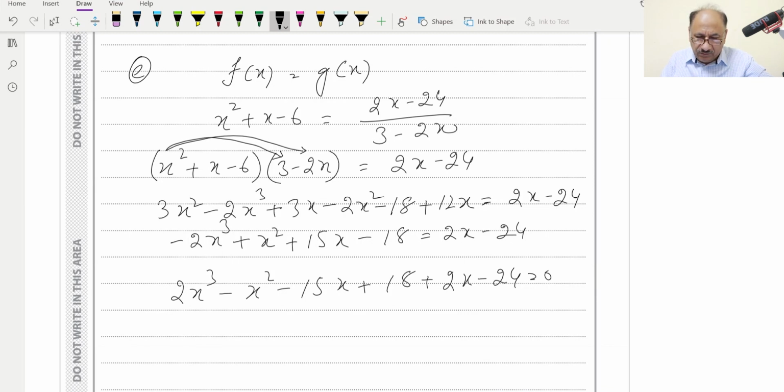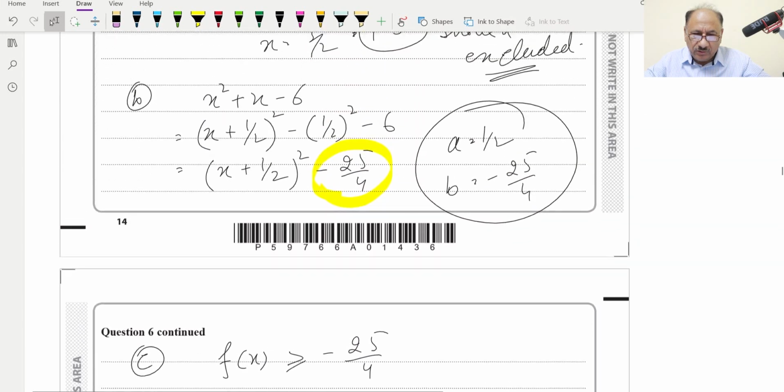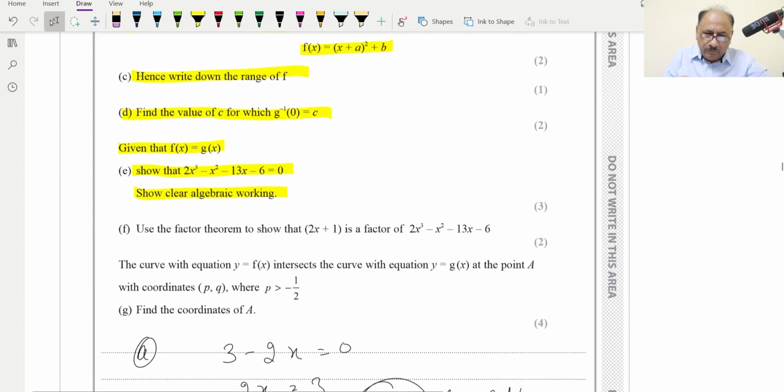And further we can add the like terms, so 2x cubed minus x squared, and the x terms will be minus 13x, and 18 minus 24 will be minus 6, equal to 0. And this is basically the equation which we were supposed to find, and we are done with this.